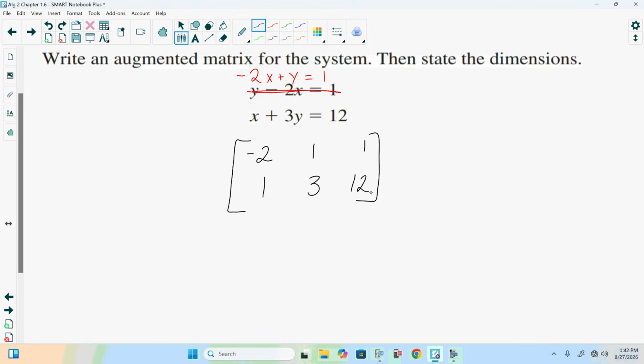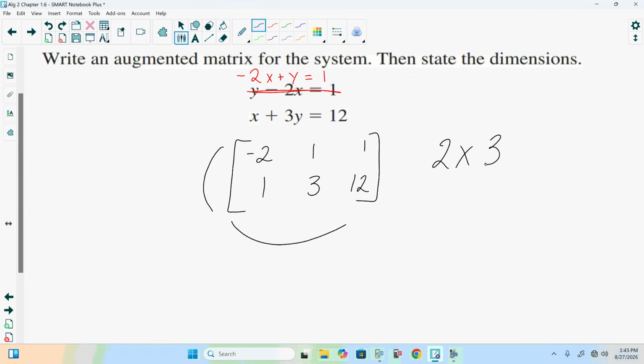Dimensions. How many rows do we have? 2. How many columns? 3. So we go 2 down, 3 over, it's a 2 by 3. When I'm looking at dimensions, I always start in that top left corner. I've got 2 going down, 3 going across, so it's 2 by 3. Questions on this here?